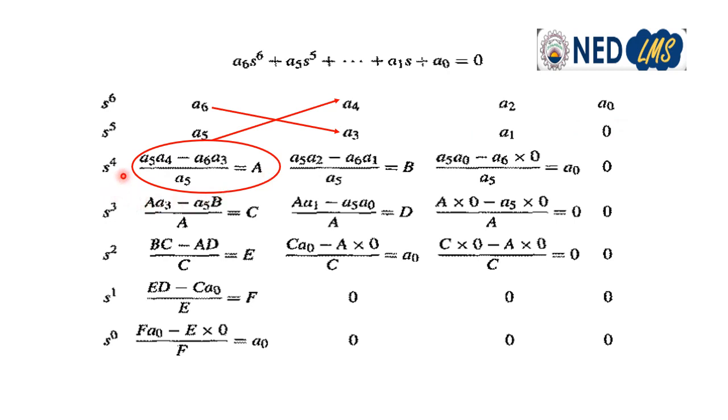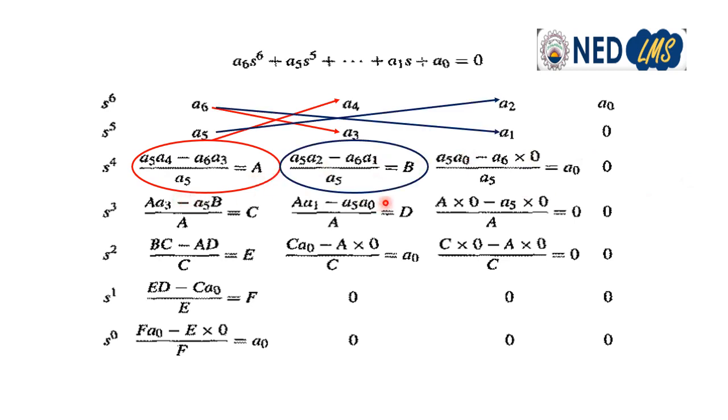Now for the calculation of the third row, we will use the first row and the next row to the entry which we are going to calculate. So here we are going to calculate the first entry of the s^4 row. We are using the first and second rows. This is a5 multiplied by a4 minus a3 multiplied by a6, divided by a5, the first element of the previous row.